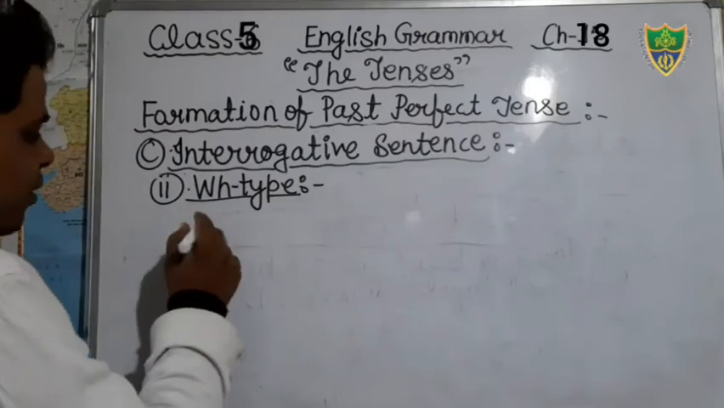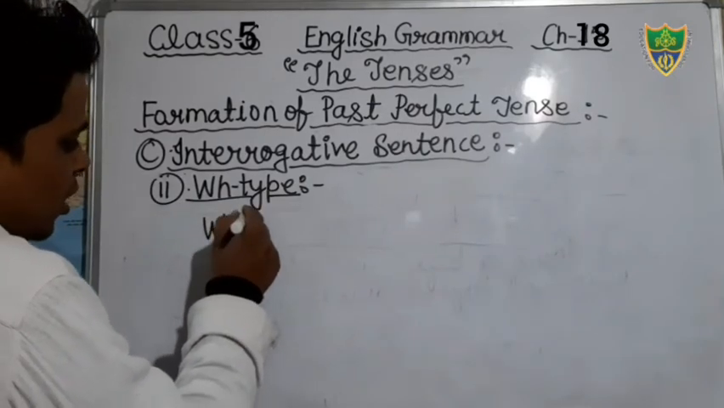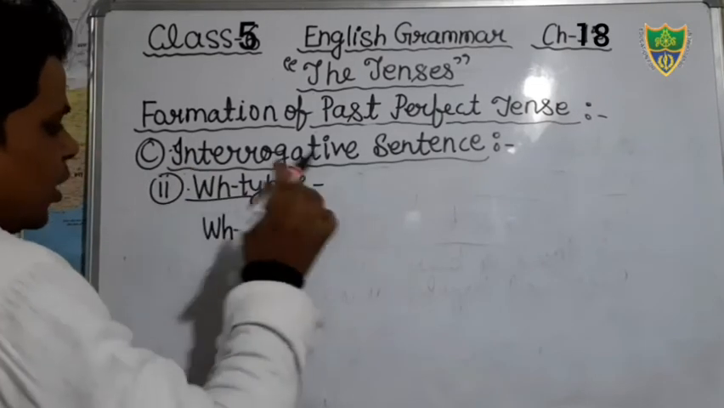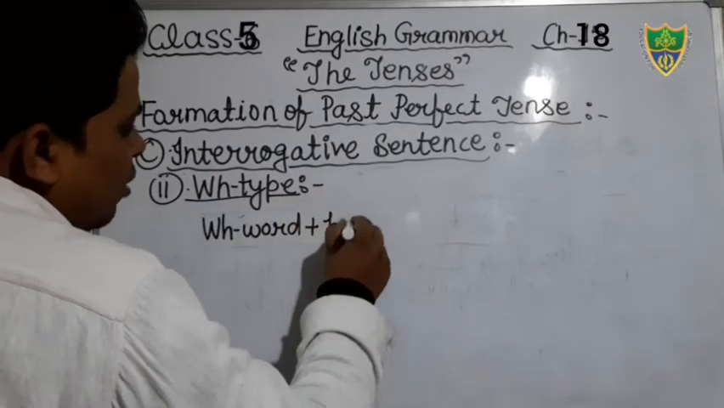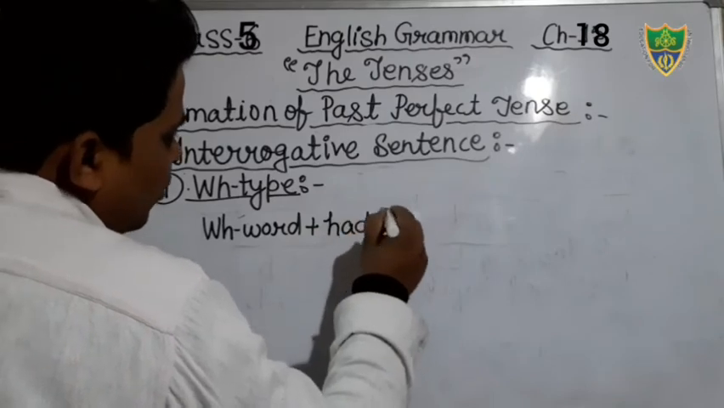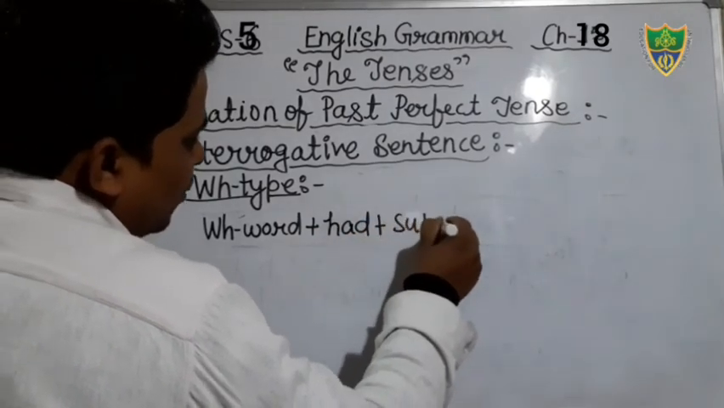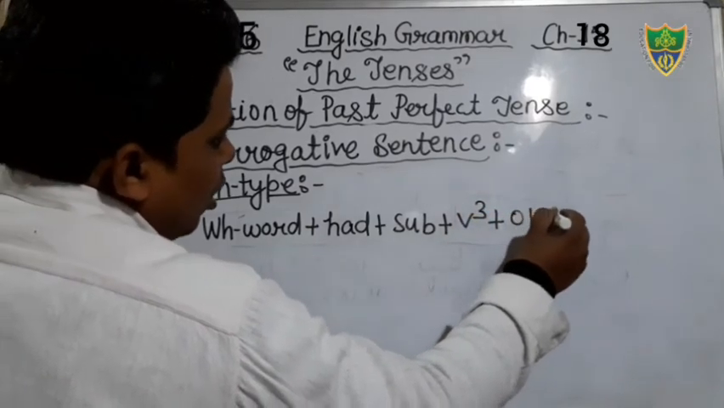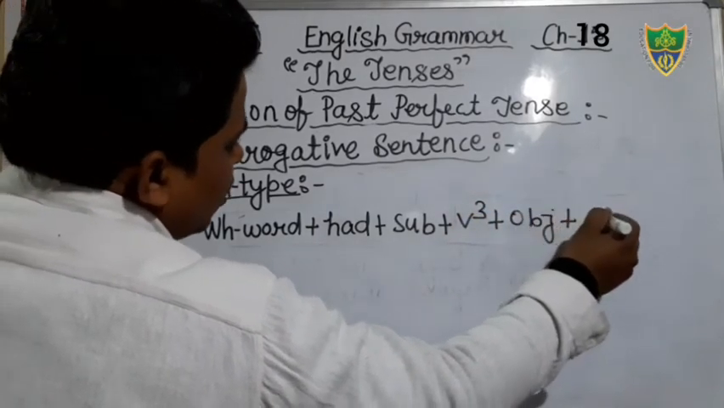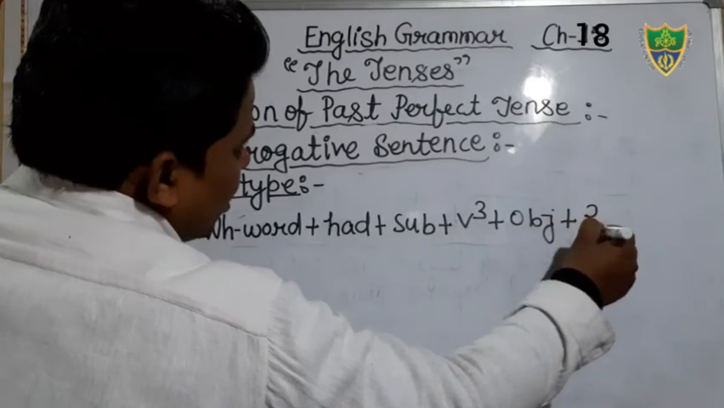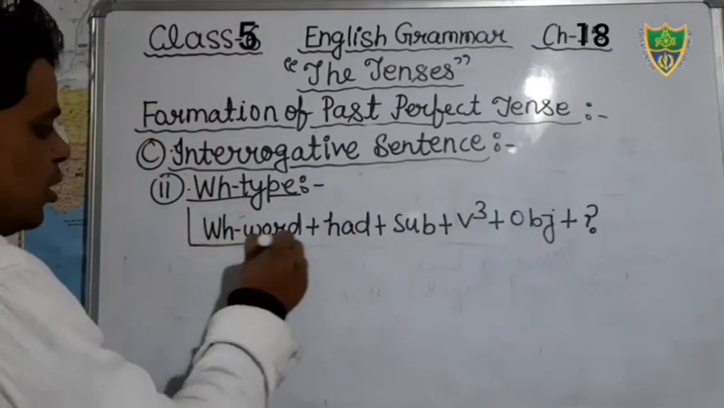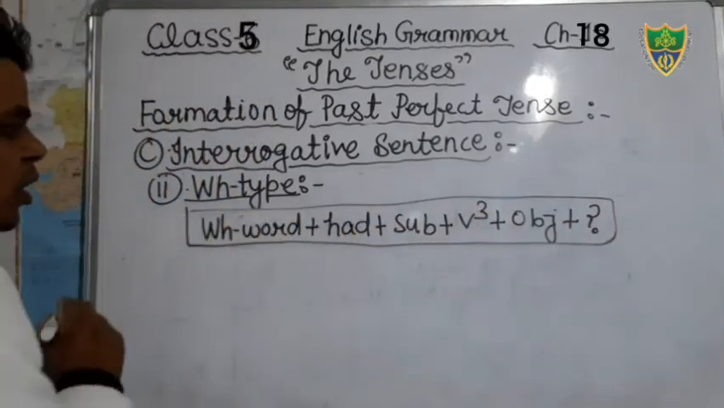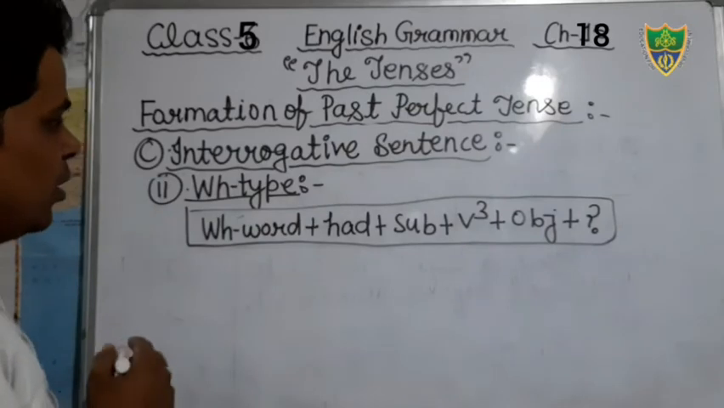Just see, here we will use the structure. We can write the WH word, and what the WH words are I have told you already. Then you will use the helping verb had, then the subject, then the third form of the verb, then the object, then the question mark. So just see, this is the structure of WH type interrogative of past perfect tense.